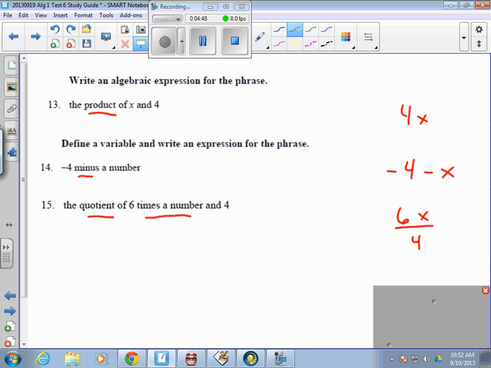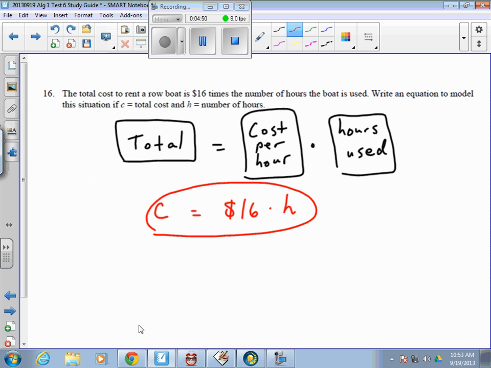17 says the total cost to rent a boat $16 times the number of hours it's used, write an equation to model it. C is the total cost, H is the number of hours. So here's the verbal model. The total equals the cost per hour times the hours used. Then the labels are C, goes for total, $16 per hour, and then H, they said, is the number of hours. So C equals 16 times H.